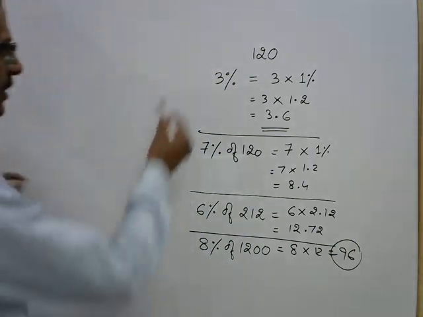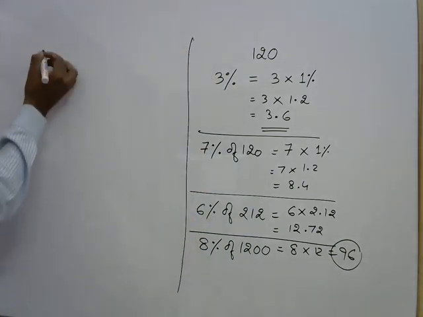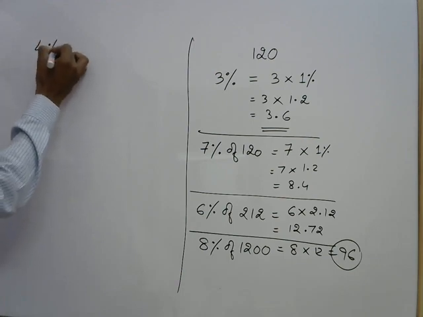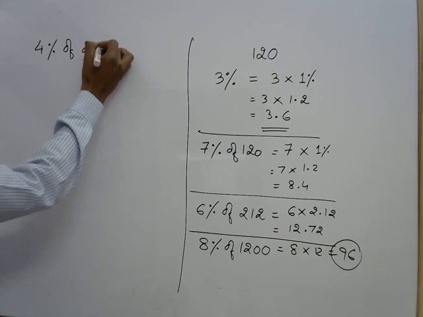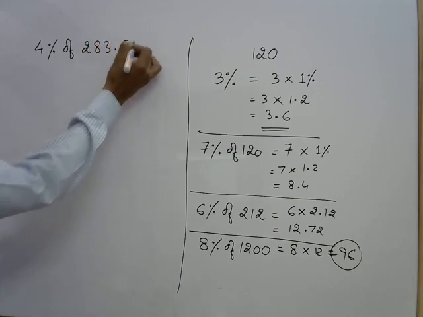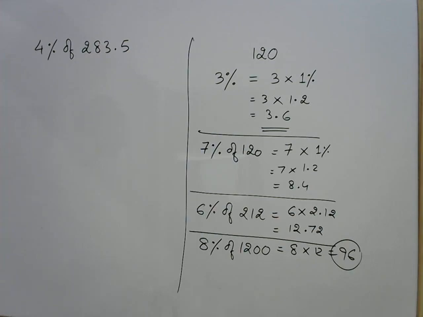So let's have some larger numbers. Okay, let's calculate 4% of 283.5. Okay, let's have 4% of 283.5. Be careful, there is already a decimal there. So you have to shift the decimal 2 digits towards the left for getting 1%. Nitya, I'll surely take up other topics also shortly. I'm just taking up the basics first.